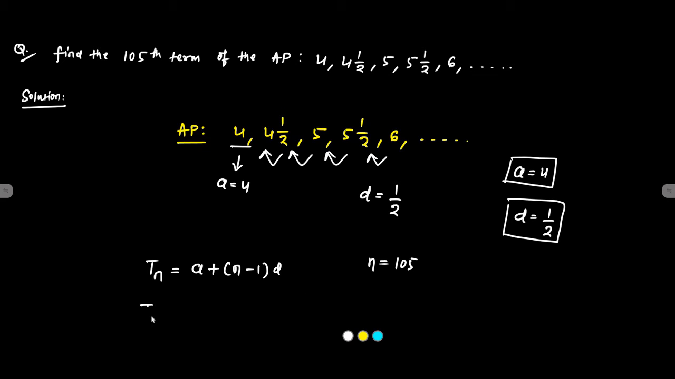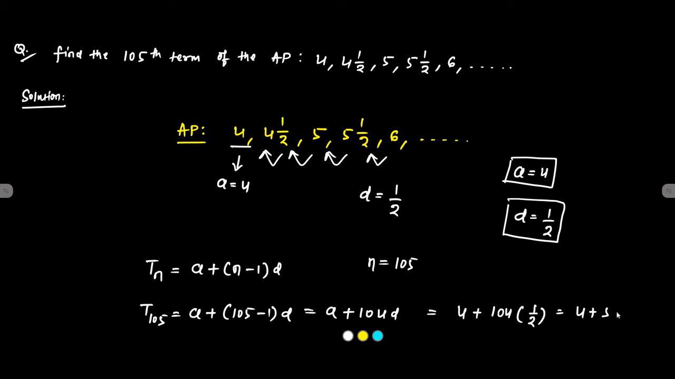So the 105th term will be equal to A plus 105 minus 1 into d, which is equal to A plus 104 d. So it will be equal to 4 plus 104 times 1 by 2, equal to 4 plus 52, which is equal to 56. So the 105th term is equal to 56.